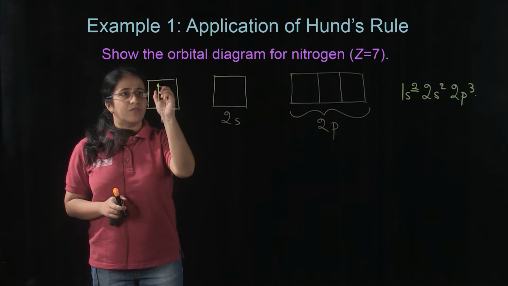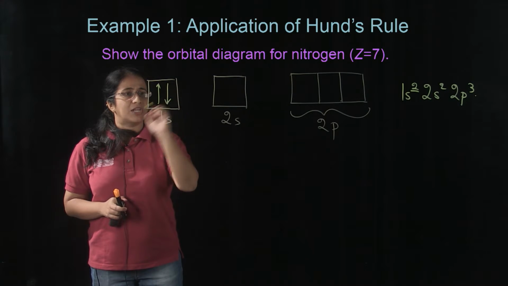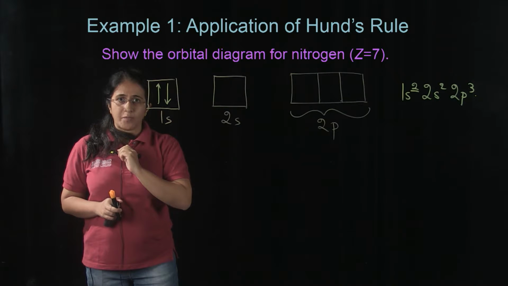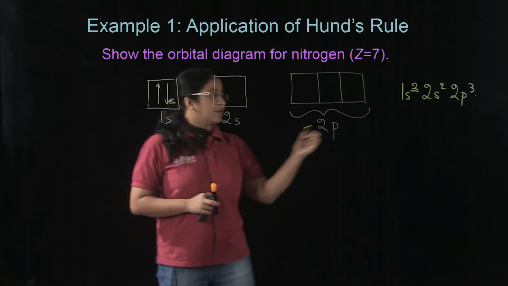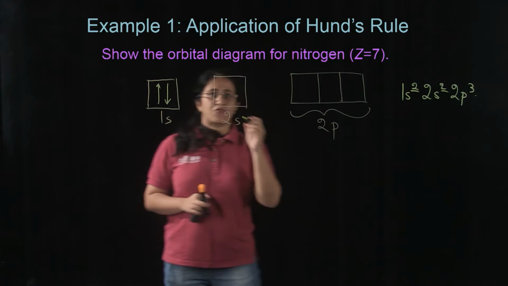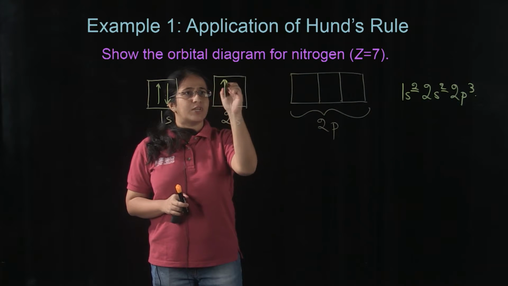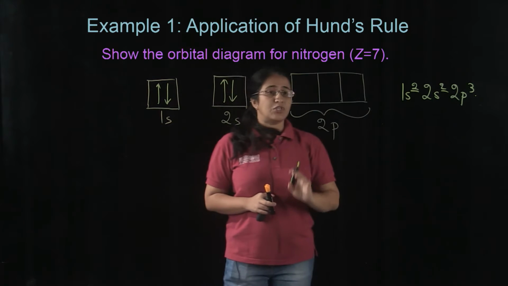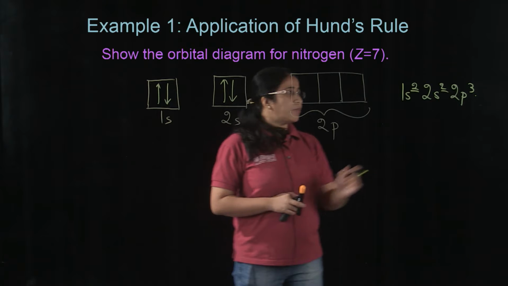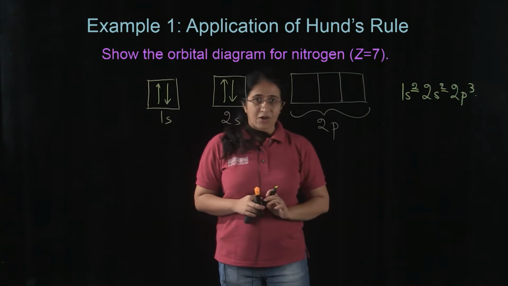But remember, when you do so, make sure the electrons have opposite spins. Now let's move over to 2s orbital. Now 2s orbital also has 2 electrons. So you will be drawing 2 electrons with opposite spins. And now we have the 2p orbital. And this 2p orbital has 3 electrons.